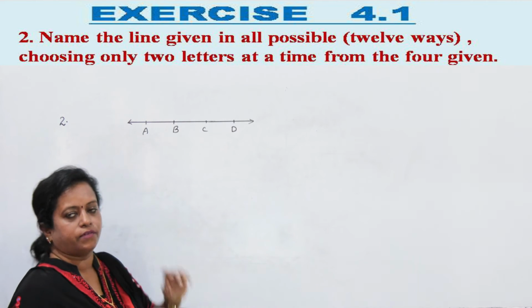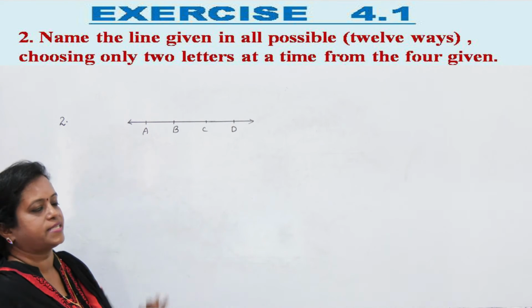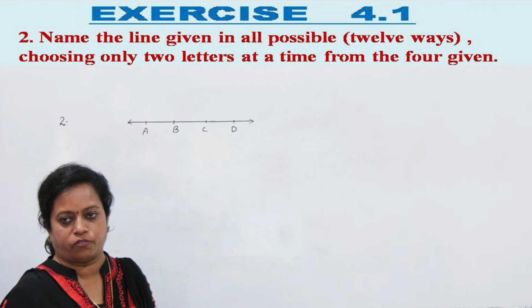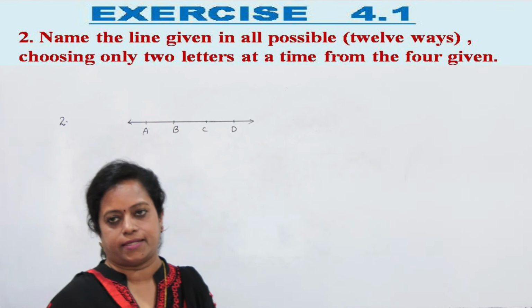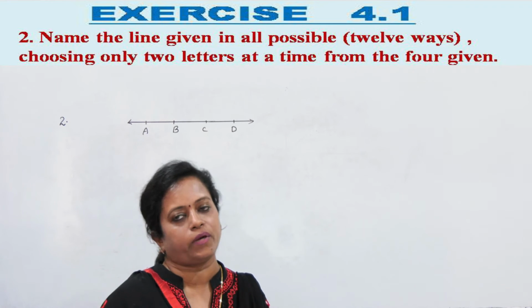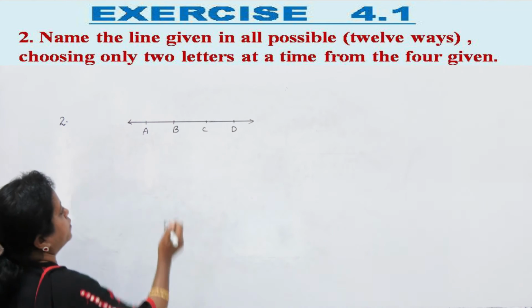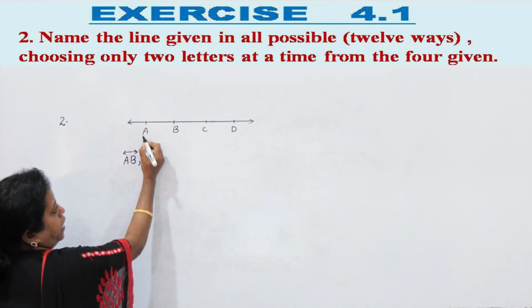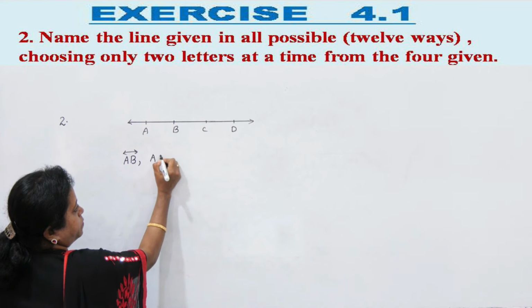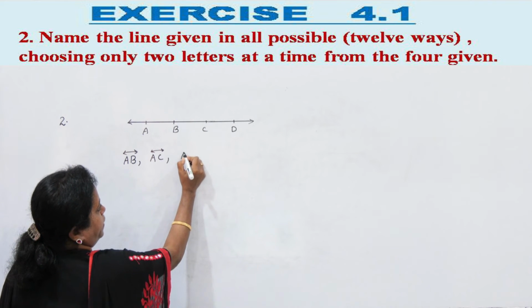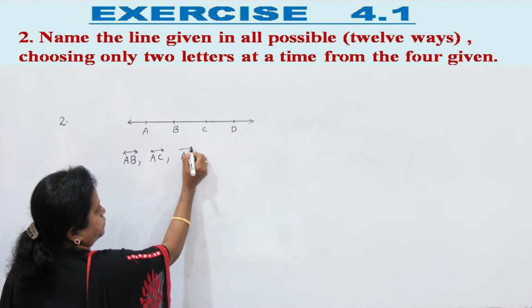This is the figure that is given in your textbook, and there are 4 points that are marked there, and you have to name these lines in 12 different ways using 2 letters at a time. And we know that is how we represent a line, by using any 2 capital letters. So let us start from this point A. So the line can be named as AB, another from A can be AC, and also it can be named from A as AD.